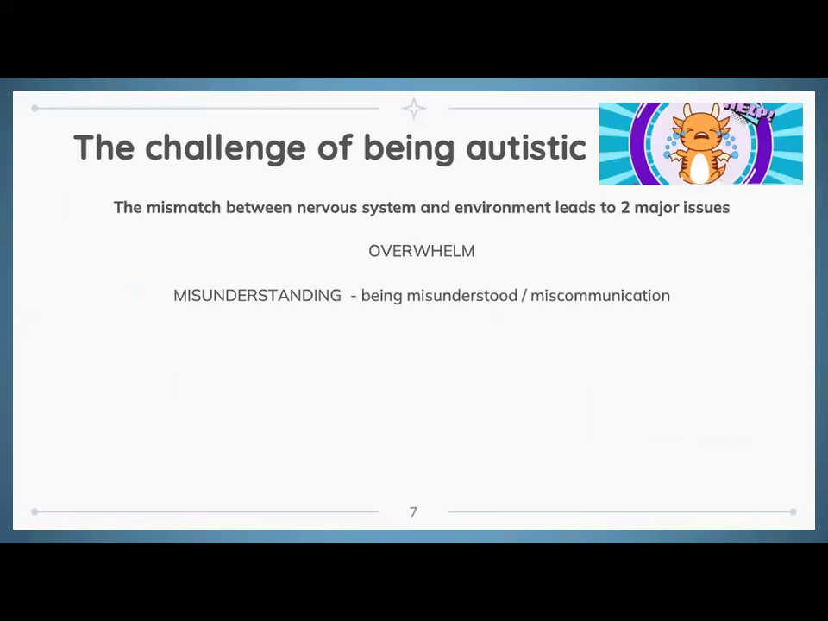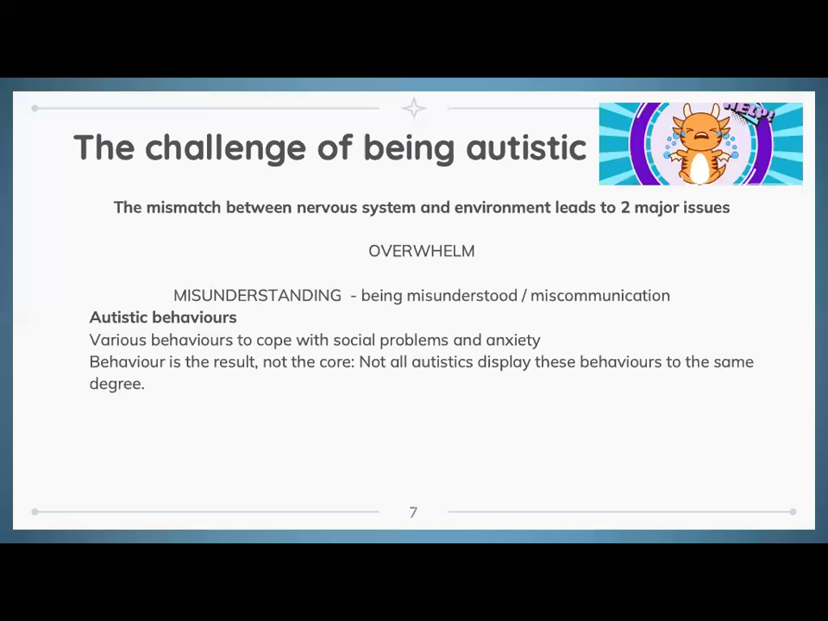The challenge of being autistic, as I've mentioned, has to do with this mismatch. And there's two major things that happen. The one is overwhelm, and we'll talk about how autistic minds work. And the other one is just misunderstanding, either being misunderstood or misunderstanding other people because of these different ways of processing information. What happens as a result is certain autistic behaviors.